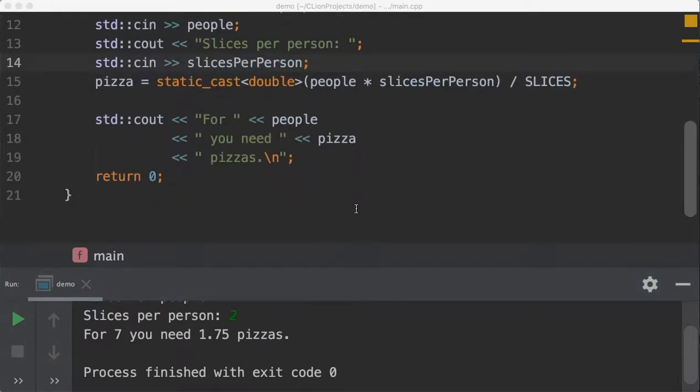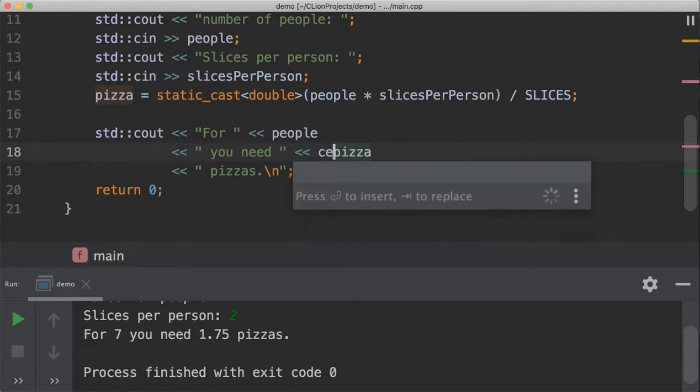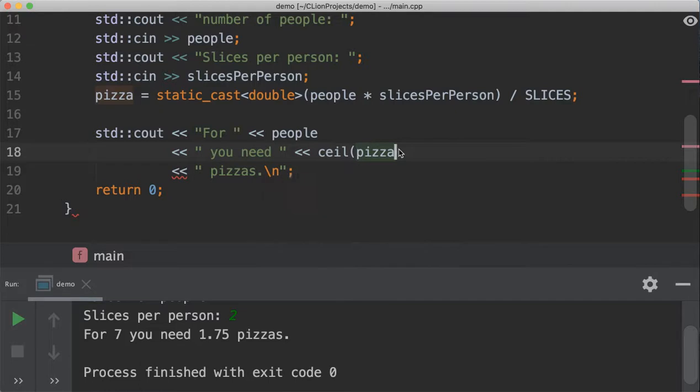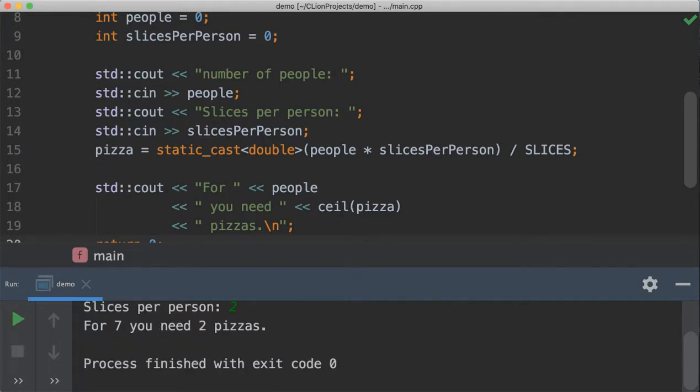Now the question is how could I get this to be an actual number of pizzas that I can order? I can't order 1 3/4 pizzas. Well, something that exists out there, I believe it's a part of the math library, but we'll find out here in a second. We have a command called ceiling. Ceiling says take this number and give me the rounded up value of it. And there you go. Ceiling gives you the rounded up value.